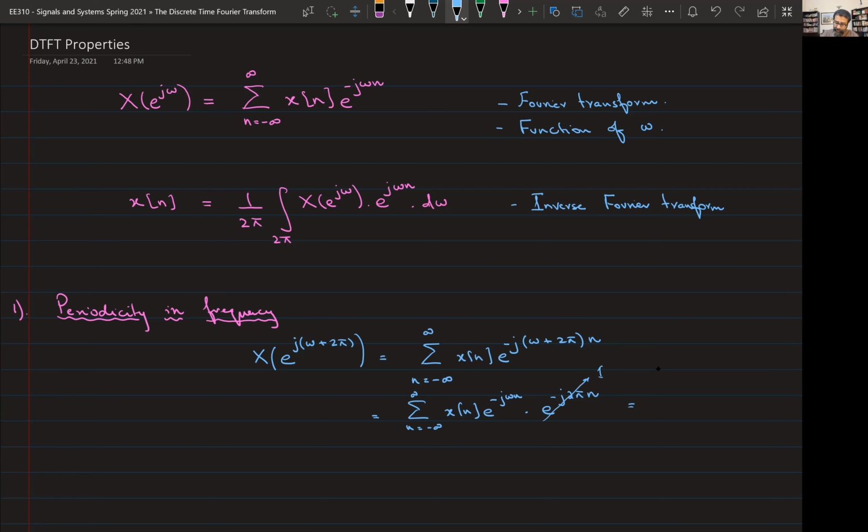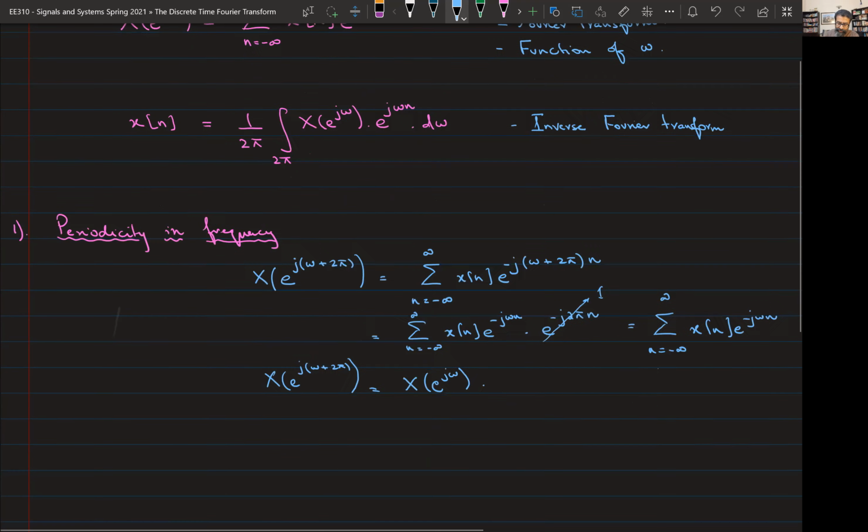And as a result, this is the sum from n equals minus infinity to plus infinity of x of n e raised to power minus j omega n. And this is the transform relationship that we had already. So what I conclude now, through this rigorous evaluation, is that the Fourier transform is periodic, and that periodicity is in the frequency domain. That's important here. That means if I plot the Fourier transform as a function of the frequency, it will repeat itself after 2 pi radians per sample.